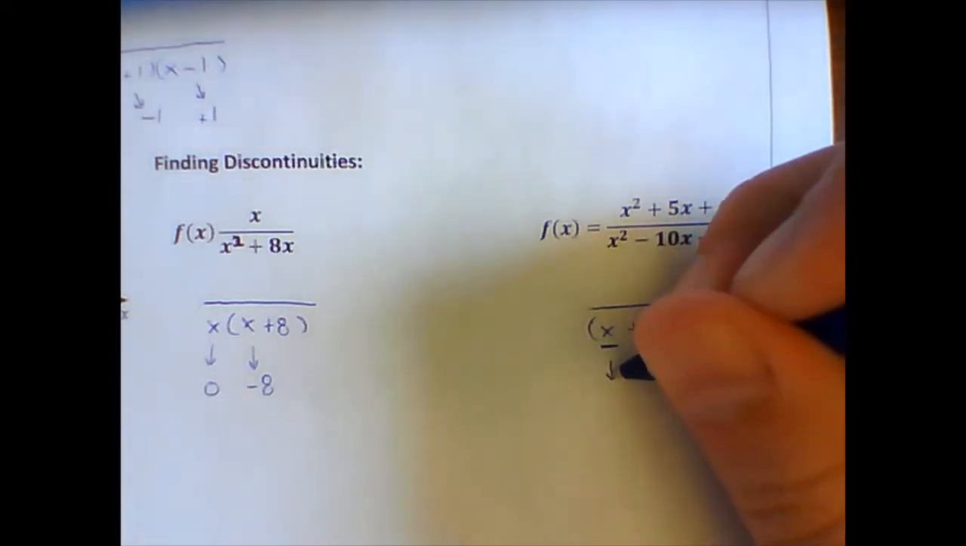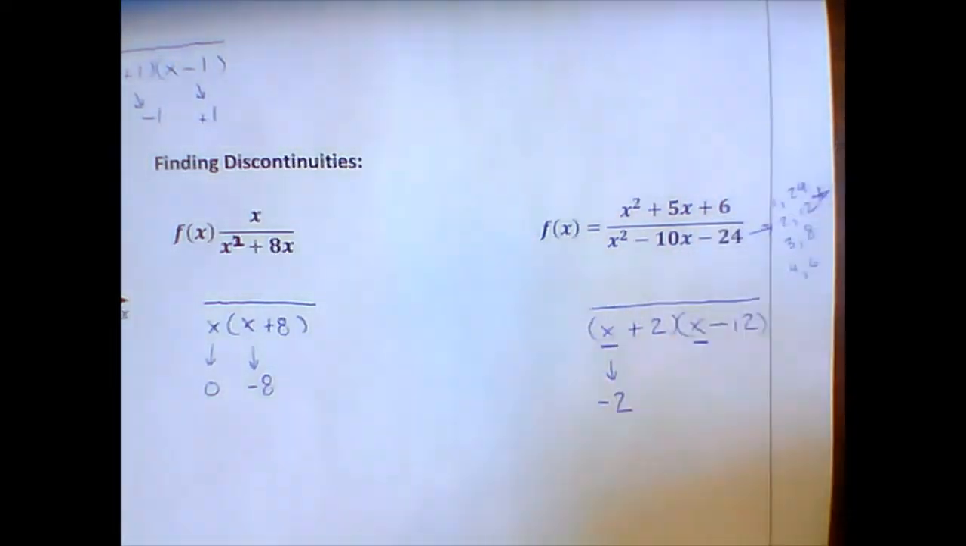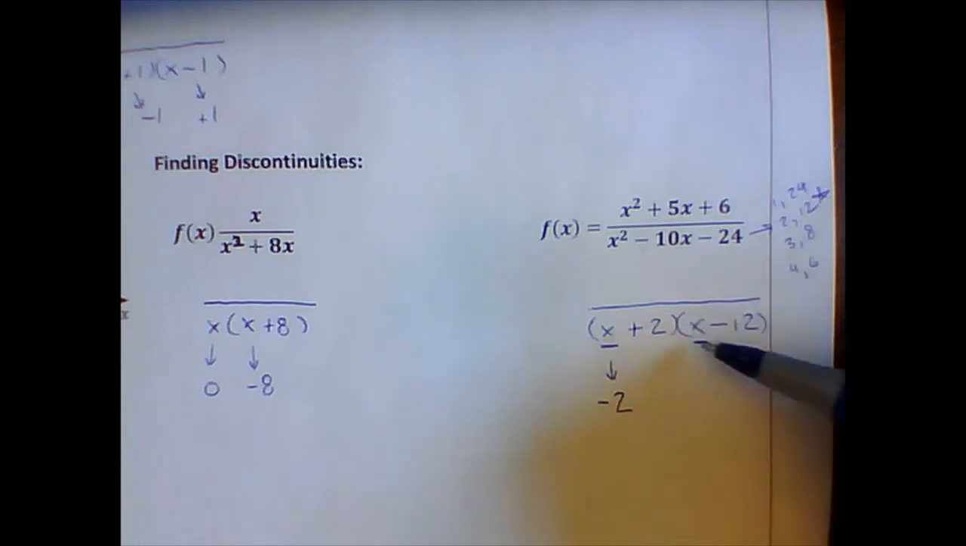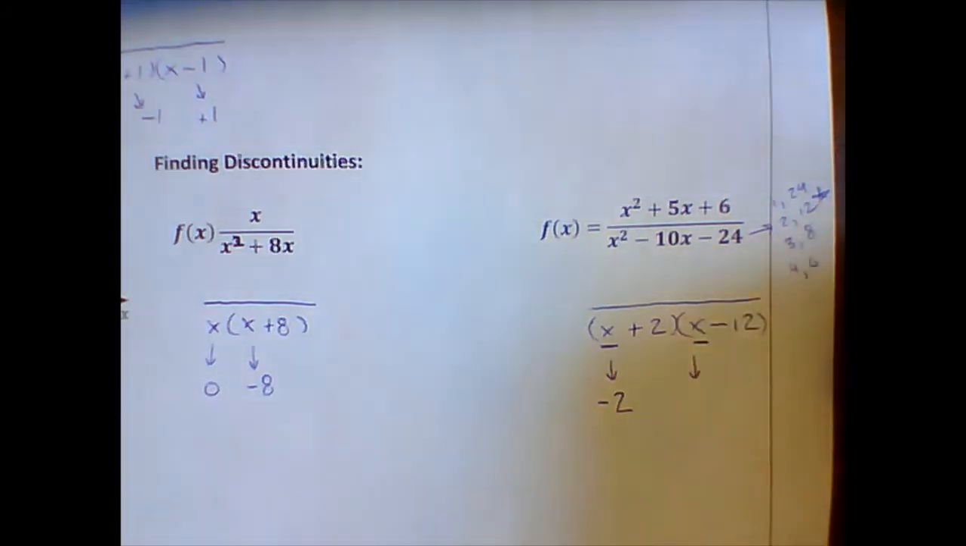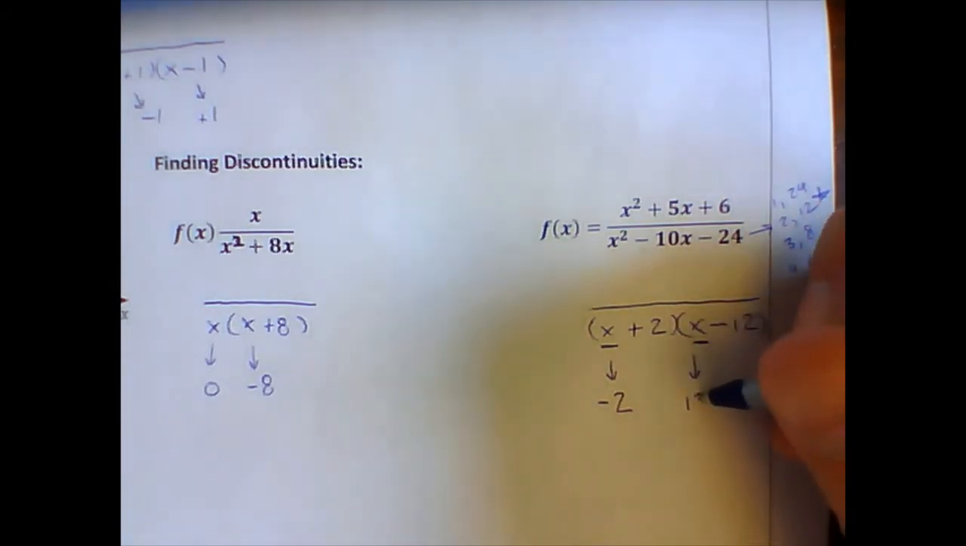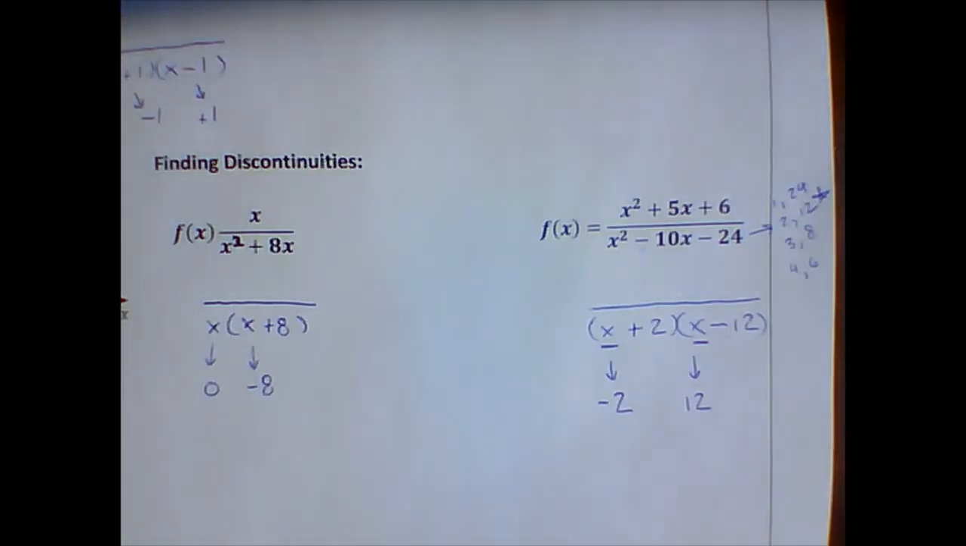So this group, what could cancel it to 0? A negative 2. Back group, what could cancel that to 0? A 12. Those are the discontinuities. Something messed up at those two numbers is happening on the graph. A giant hole, a giant canyon, something weird. But yeah, those are the discontinuities.